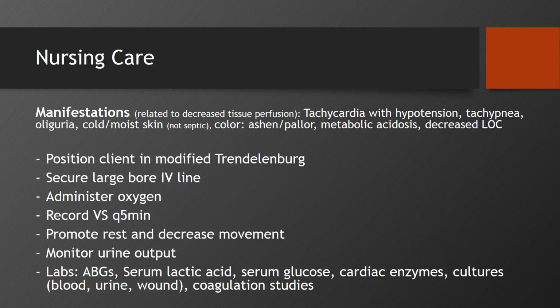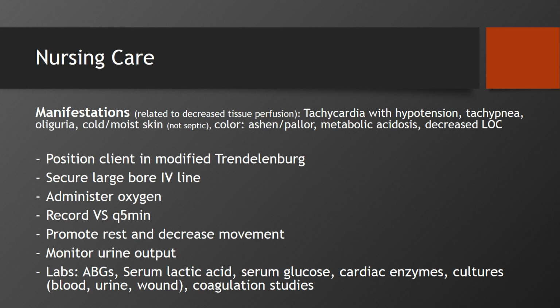They may start to show signs and symptoms of other organ involvement. So they may have oliguria. They're not going to make a lot of urine. Okay, so oliguria is manifested as less than 30 milliliters an hour.